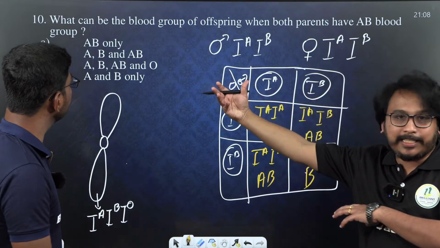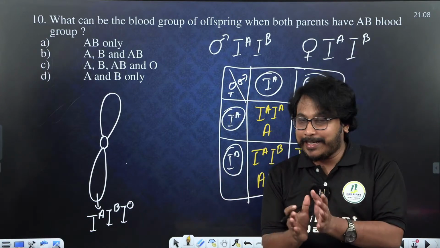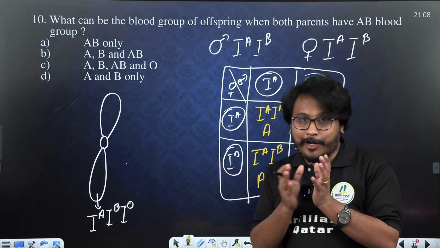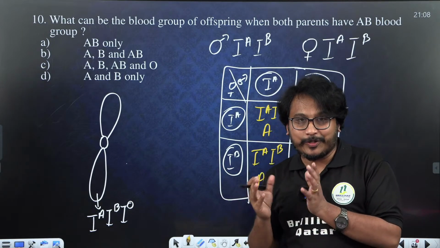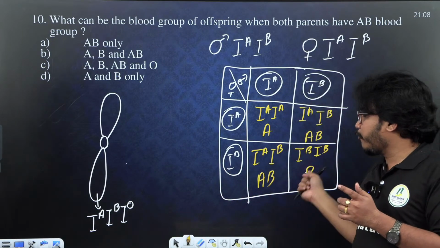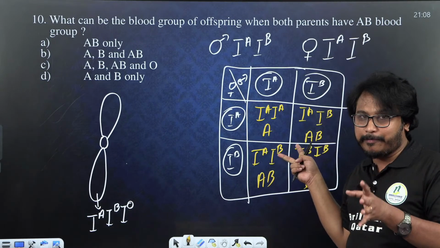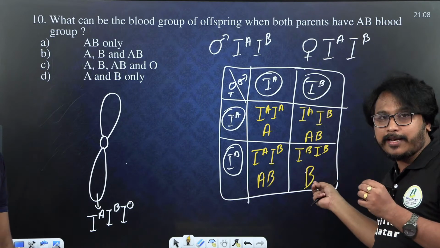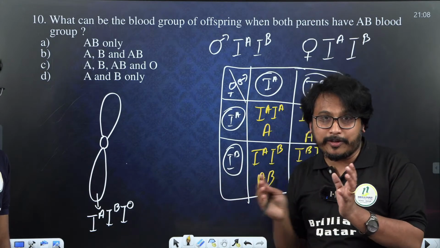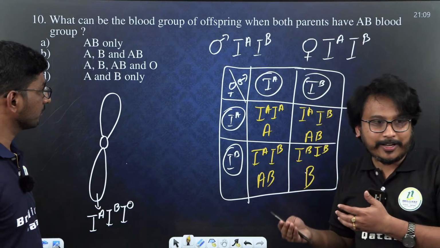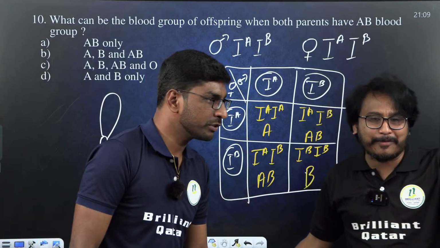Sometimes the question comes percentage wise. It's better to do it in the Punnett square in order to avoid mistakes. So easily you can get 1 out of 4 is A blood group, 2 out of 4, 50%, is AB blood group, and 1 out of 4 is B blood group, 25%. So hope you got it. Now let's move to the next question. Already comments have come. Very good.